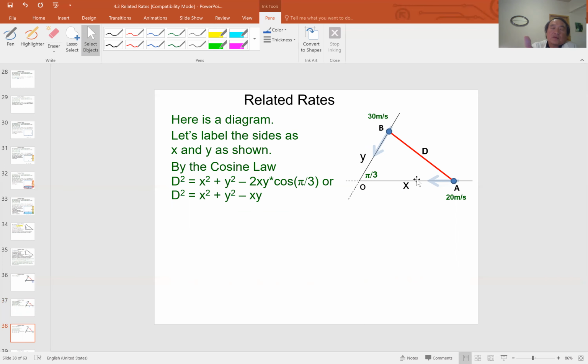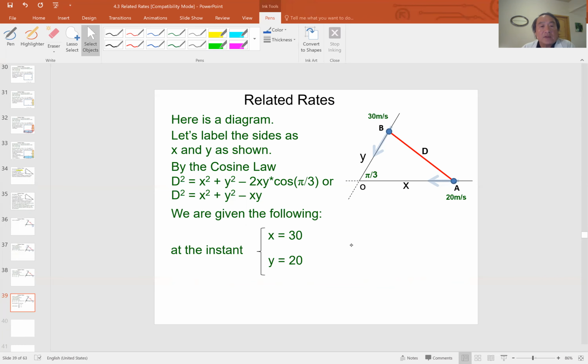So first of all, given this triangle, by the cosine law, the measurement d squared must follow these equations. And now I know how fast dx/dt is. That's a rate of 20 meters per second. And I know how dy/dt changes. That's a rate of 30 meters per second. And they're negative because they're shrinking. They both are driving toward the intersection. So they're shrinking. So take the derivative of both sides with respect to t.